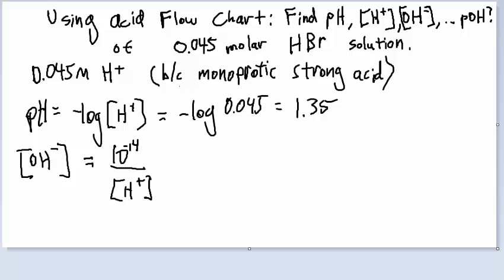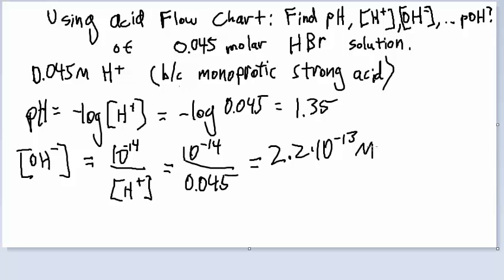Hydroxide ion concentration is 10 to the negative 14th over hydronium concentration. The product of hydronium and hydroxide is 10 to the negative 14th. So if one of these guys is like 1, the other is 10 to the negative 14th. H plus here is relatively close to 1, so OH minus should be relatively close to 10 to the negative 14th. And there you have it. And that's the first three things we had to figure out.